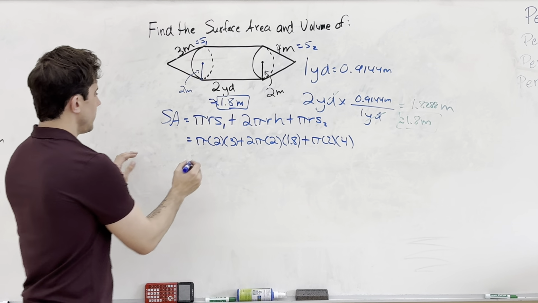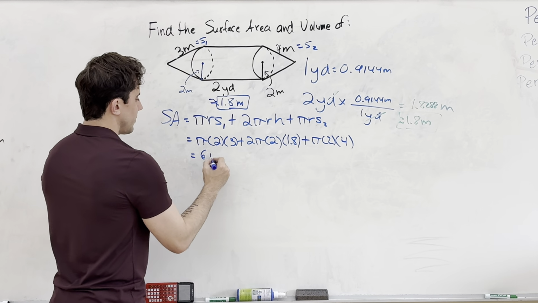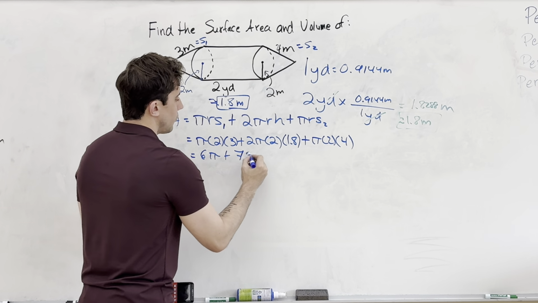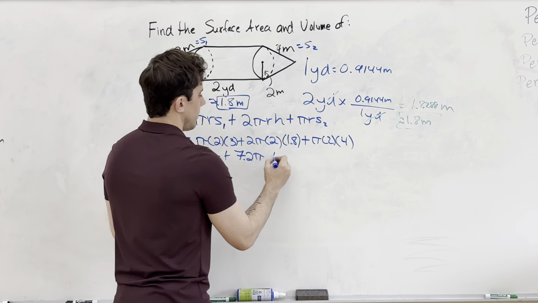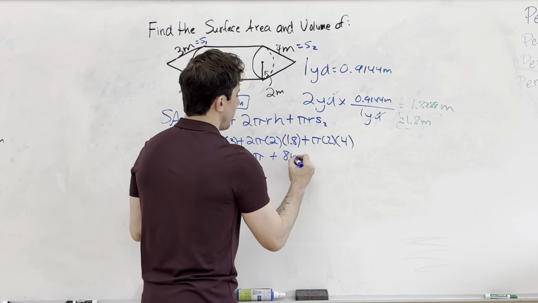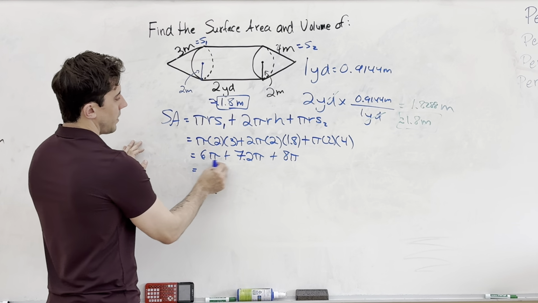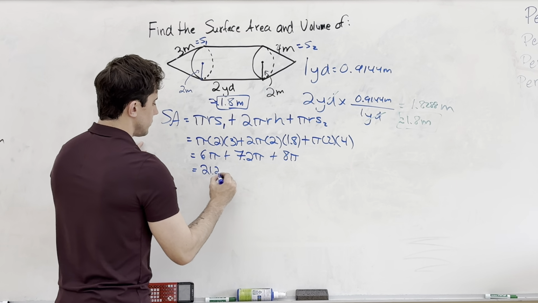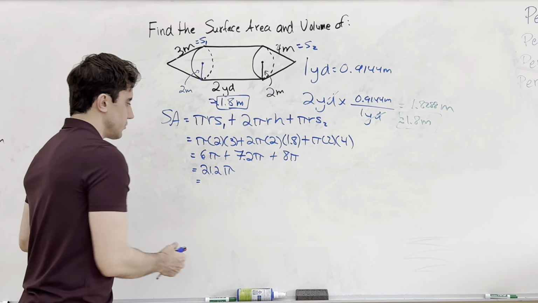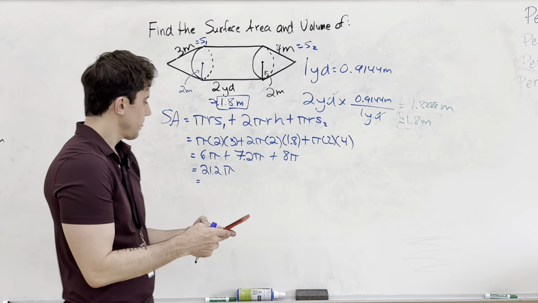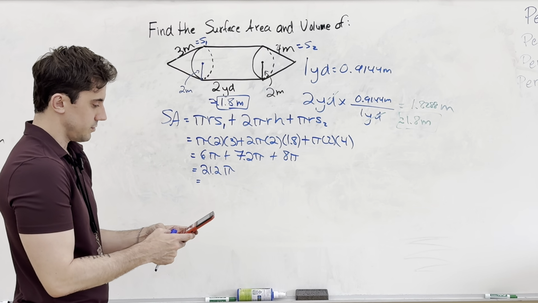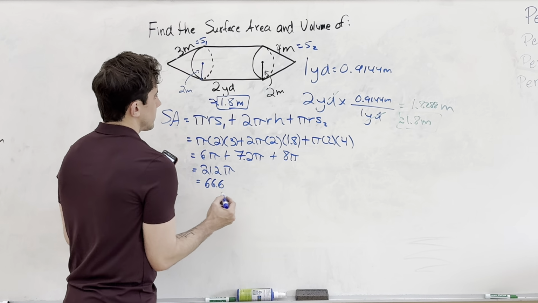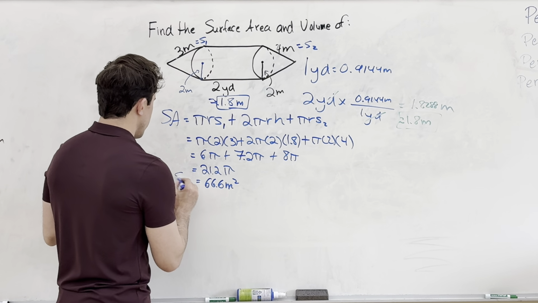Now, we can simplify this a little bit. Pi times 2 times 3, that's 6 pi, plus 2 times 2 times 1.8, that's 4 times 1.8, that's 7.2 times pi, and plus 2 times 4 times pi is plus 8 pi, and now we can conjoin those. We have pi's, pi's, and pi's, so 6 plus 7.2 plus 8 is 21.2 pi, and now you can throw that into a calculator. 21.2 times pi, that'll be 60 something. 21.2 times pi is 66.6 meters squared.